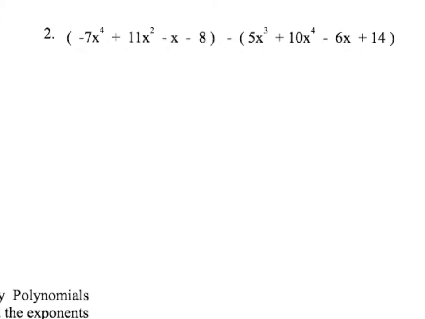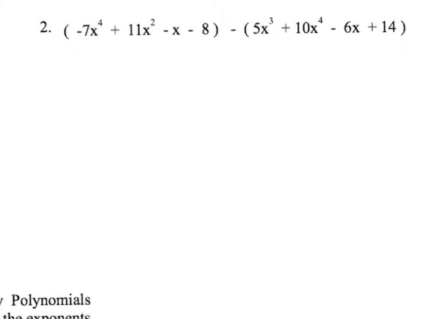In example number 2, we have a subtraction problem. I suggest that in your subtraction problem you get rid of your parentheses first. For the first set of parentheses, there's nothing outside that first parenthesis, so I'm going to write my polynomial down just as it is, because I'm distributing a positive 1: negative 7x to the fourth power. There's no third degree term, so I'm going to leave a little bit of space. Plus 11x squared minus x minus 8.